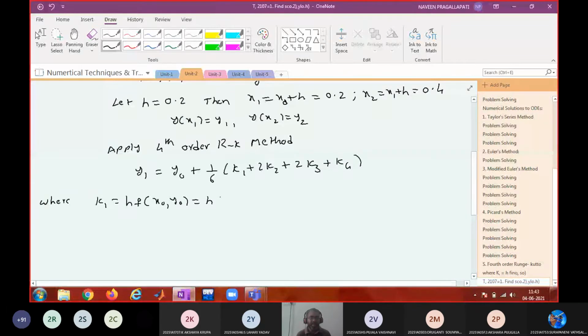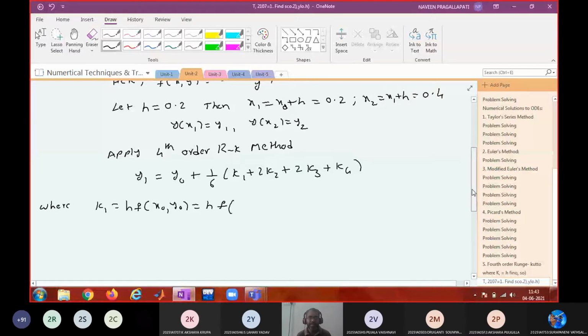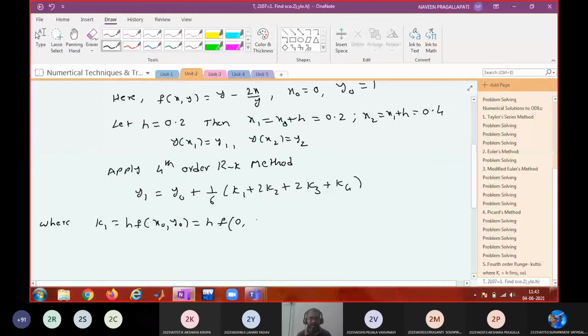So this is h into f of x naught, y naught. What is x naught? x naught is 0, y naught is 1. I think it is better to simplify the values before applying the function. That may be easier. Whereas in the modified Euler's method we applied the function first and later substituted the values. I think in Picard's method also, we first wrote the definition of phi, then substituted phi 1.